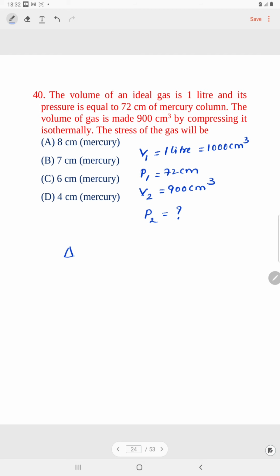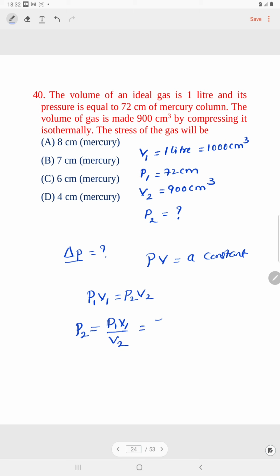Students, remember, stress is nothing but the change in pressure, and change in pressure is P2 minus P1, which is delta P. But to find out delta P, first I should find out P2. And it's an isothermal process, so that's why I can use the formula PV equals a constant, which means P1 V1 is equal to P2 V2. Then P2 is equal to P1 V1 divided by V2. And P1 is 72, V1 is 1000 divided by V2 which is 900.